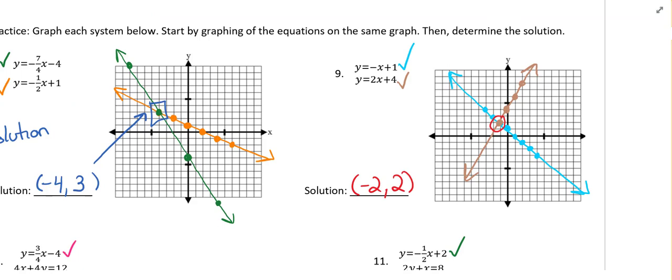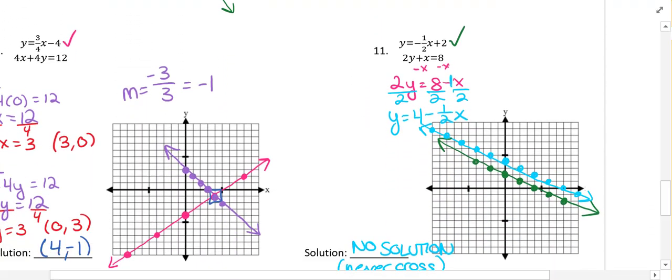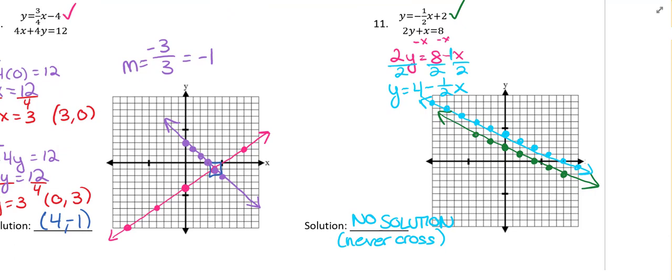So number 9, the solution is -2, 2. Both of those equations are in slope-intercept form, so the point where they cross is -2, 2. And number 11 at the bottom was a little tricky. The first one's in slope-intercept form. I decided for number 11 to change it to slope-intercept form. Again, you could have found the intercepts and done the same process that we did in number 10.